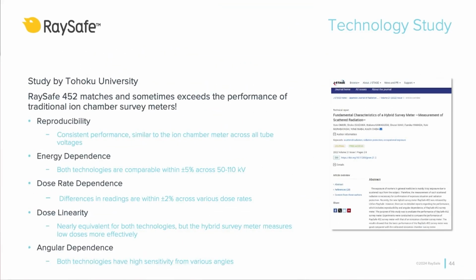We would also like to share a recent study of RaySafe 452 made by Tohoku University in Japan. Ion chambers have a strong reputation in this region, and of course people may be a little skeptical of a new survey meter based on new technology. What they did was to compare RaySafe 452 with a well-known ion chamber. And what they found was actually that RaySafe 452 is as good as an ion chamber, or even better for their applications.